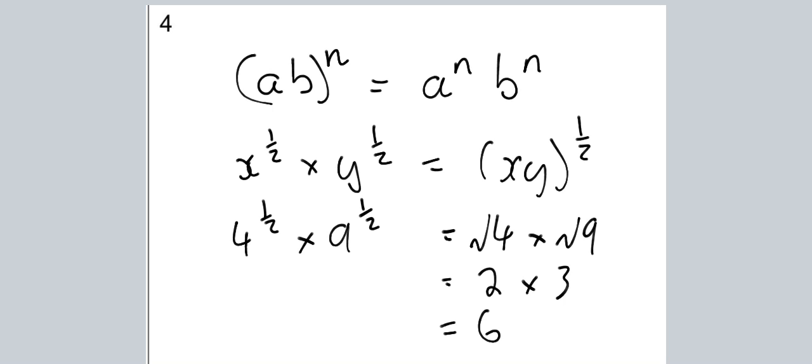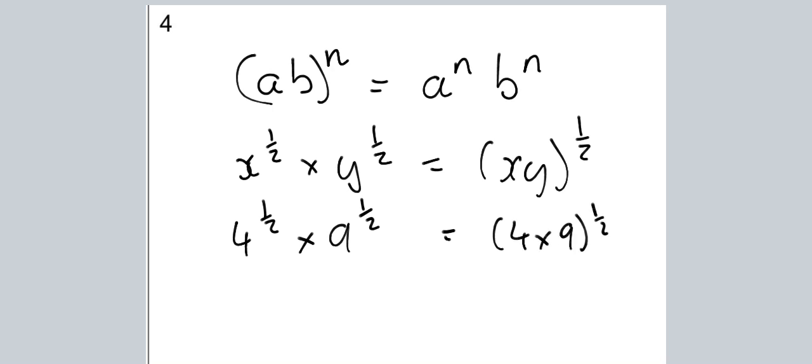Okay, I've run out of room here, so I'm going to have to erase. Alternatively, we could use that law up the top there, which would say that's 4 times 9 to the power of a half, which is 36 to the power of a half, which is the square root of 36, which is 6, same answer. You see what I mean? So surds and indices are a reflection of each other. Surds, or square roots, are just an index where the power is a half. It's really important that you get that.